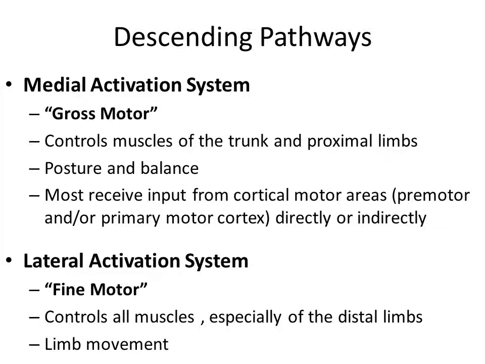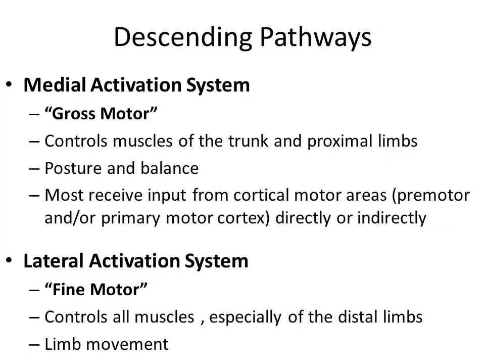The descending pathways from the brain and brainstem can be thought of as being medial or lateral activation systems. The medial activation system helps to control gross motor, while the lateral helps to control fine motor. Our medial activation system controls the trunk and proximal limb muscles. It's important for posture and balance, as well as preparation for movement.